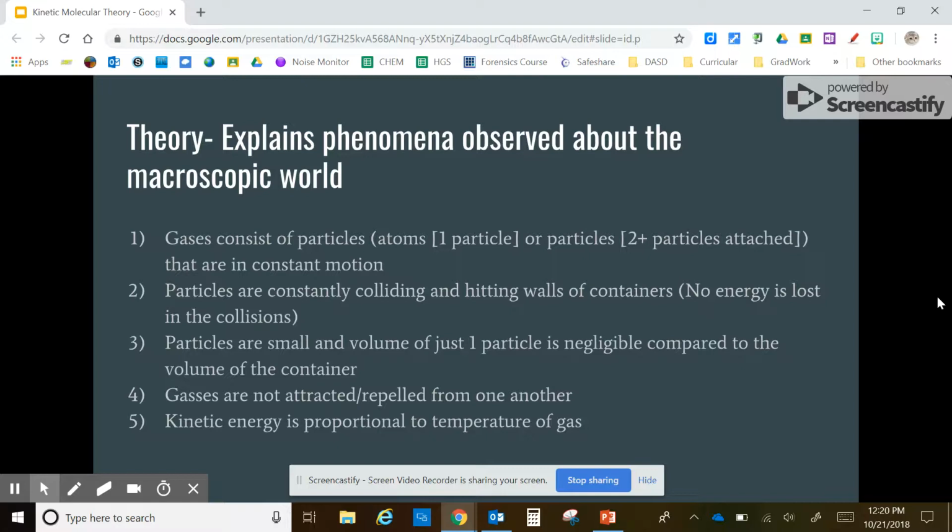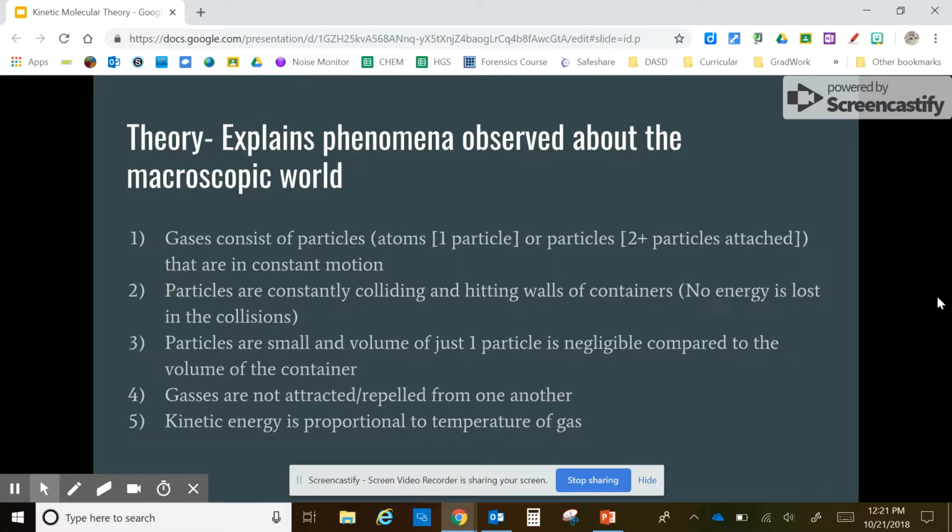So the first thing is we observe that gases are particles that are in constant motion. So it could be one singular particle like an atom. It could be a combination of particles like carbon dioxide, where you have a couple different particles that are atoms attached to one another chemically. But any of those, they are in constant random motion. So the first part of the theory says that these particles never stop moving. They are always moving in some capacity or another.